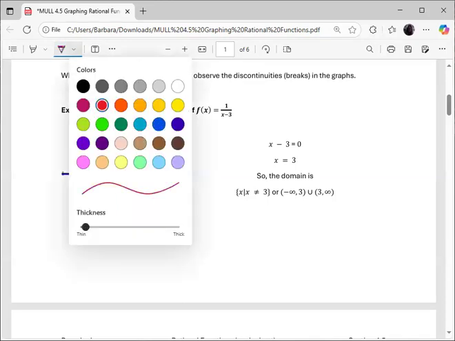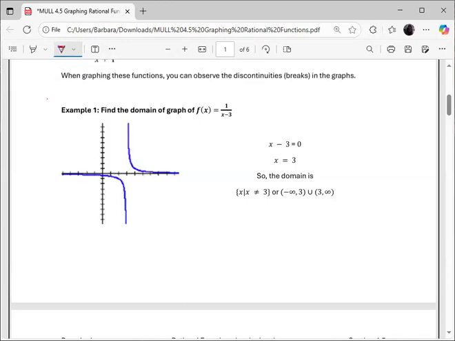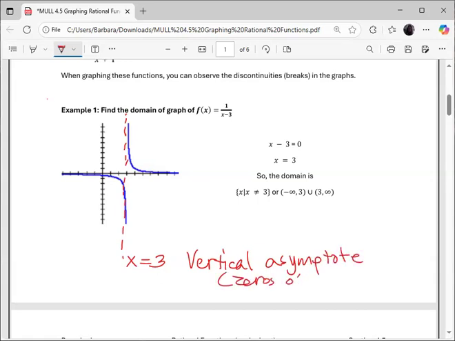We can also see on the graph that it never crosses this vertical line at x equals 3. Forgive my drawing a little bit, but the graph should not be crossing that line. We call this a vertical asymptote. It has something to do with the zeros of the denominator.